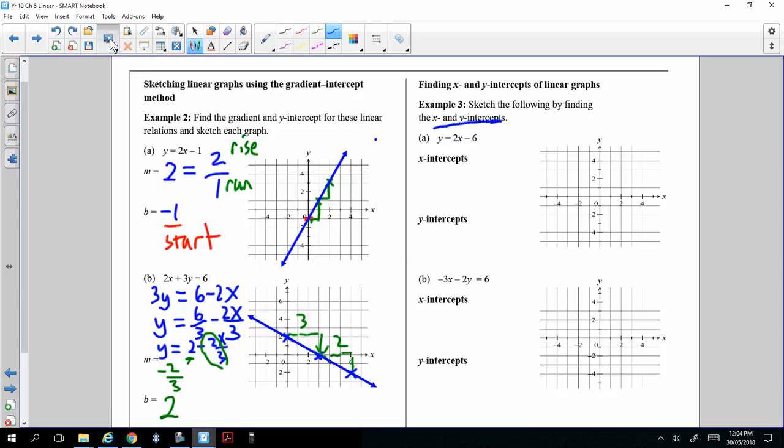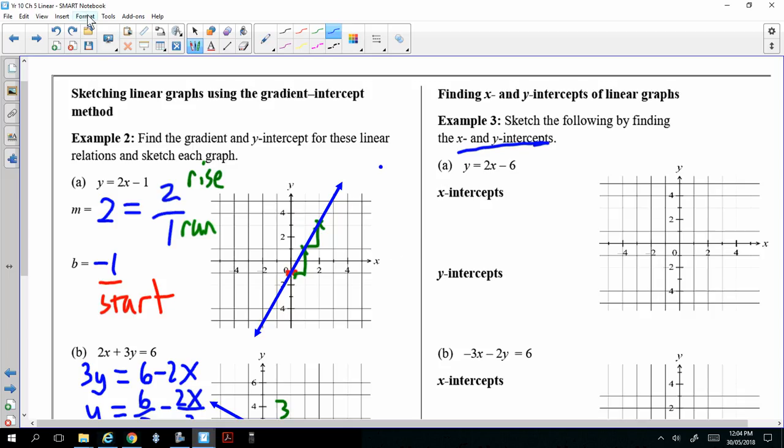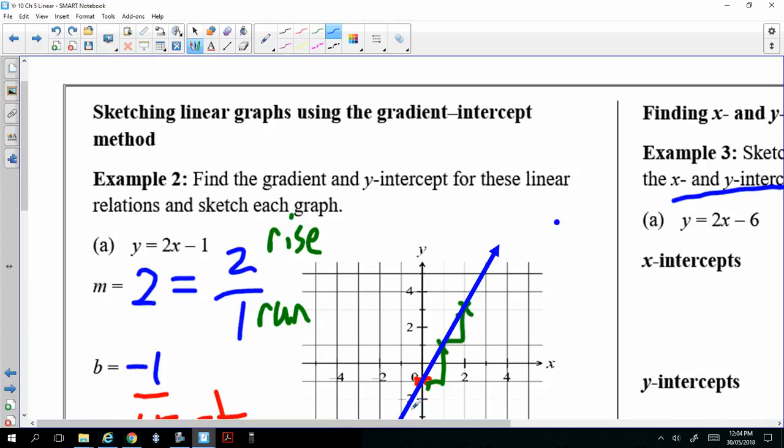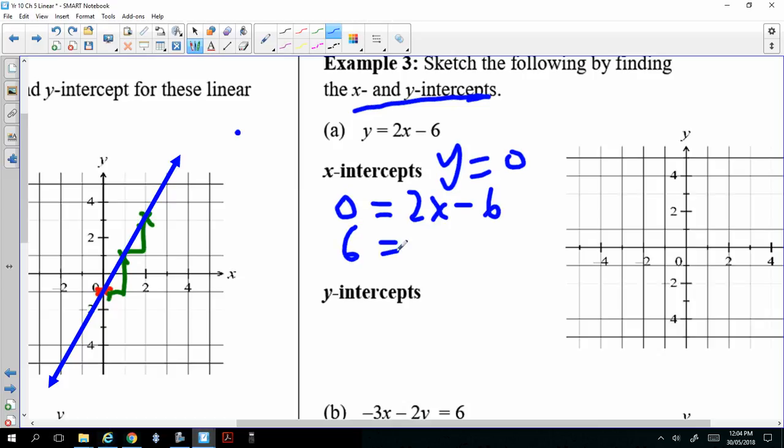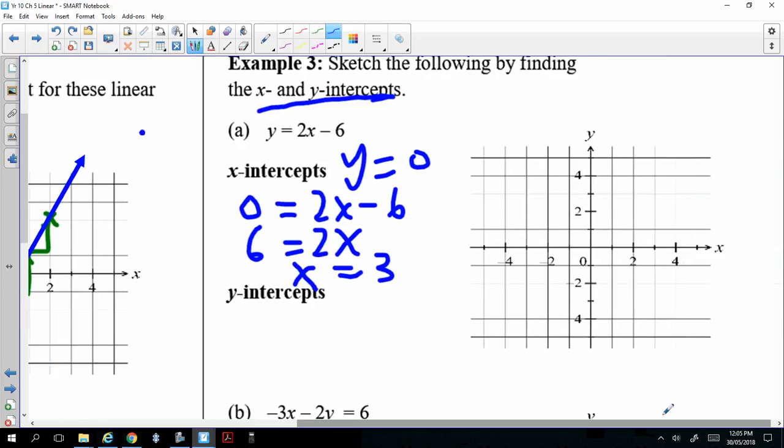What we do is we're going to find the x-intercept, you put y equal to 0. And put 0 equal to 2x minus 6. 6 equal to 2x, therefore x is 3. That's your x-intercept. So x-intercept means on the x-axis you put x equal to 3.